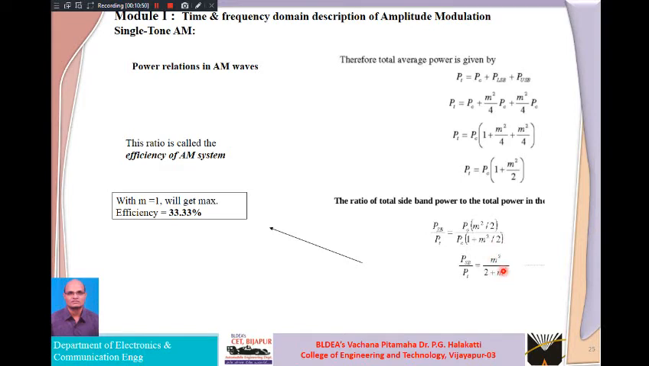We know the range of values, minimum and maximum, for the modulation index. The maximum value of modulation index is 1, and for this maximum value of m we will get maximum efficiency. This ratio of sideband power to total power is called the efficiency. If we substitute m equal to 1, 1 square, that is 1, divided by 2 plus 1 square, what will we get? 1 by 3, that is 33.33 percent. That gives the efficiency of the AM system: the ratio of total sideband power to the total power. Many times it has been asked, guys, so better practice these single-tone derivations clearly. Okay, so next you can see.